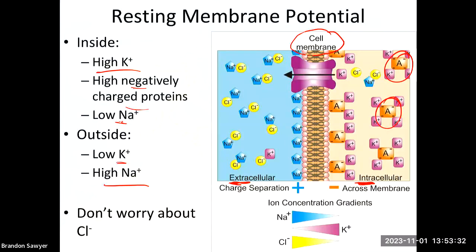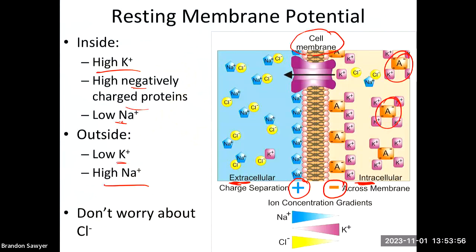What this ends up doing is that the inside, as it shows right here, is more negative than the outside. So that's one of the key things from this slide: the inside of our nerve cells and our muscle cells is more negative than the outside. That's part of resting membrane potential.